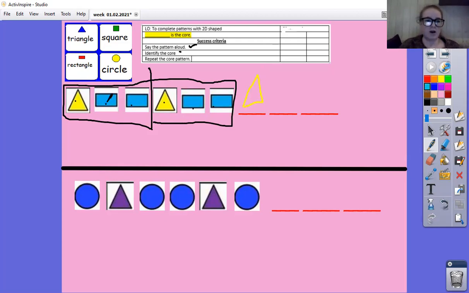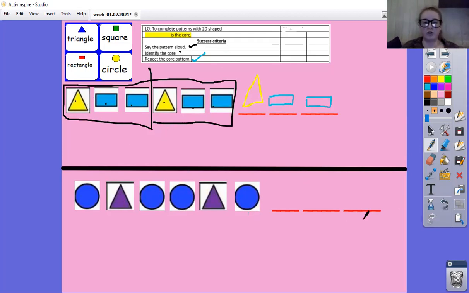and then what comes after that, go back. So after my yellow triangle, it's a blue rectangle. After that blue rectangle, it's another blue rectangle. And now I've repeated the core to complete my pattern.